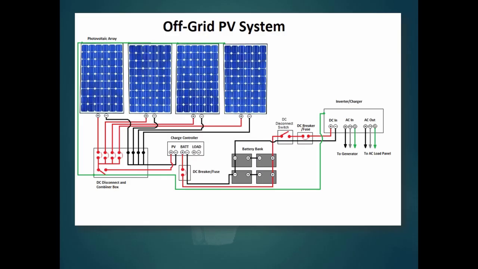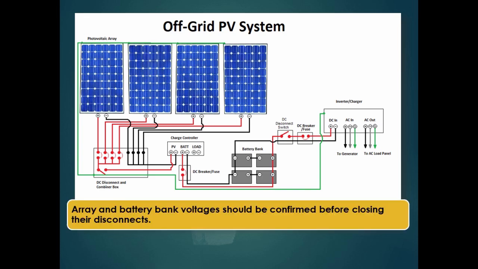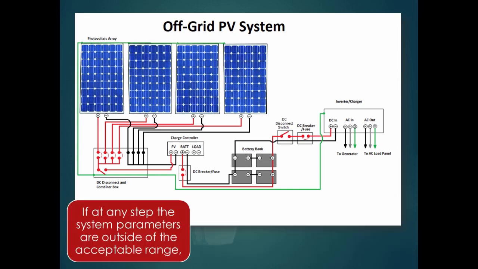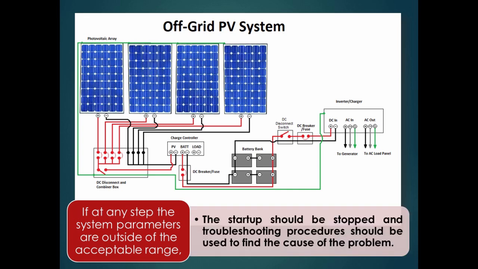Array and battery bank voltages should be confirmed before closing their disconnects. Meters, indicators, and displays on charge controllers and inverters are used for measuring and verifying system parameters. If at any step the system parameters are outside of the acceptable range, the startup should be stopped and troubleshooting procedures should be used to find the cause of the problem.